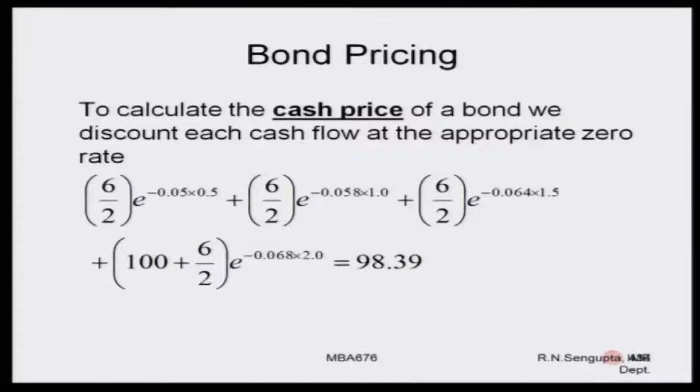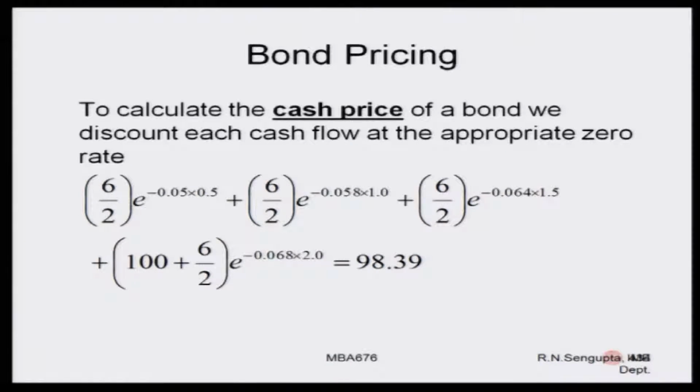Now, if you go to 1.5 years, again you will find the same coupon. The actual interest rate would not be 5, not 5.8, but 6.4. So it is 6/2, which is the coupon value, into e to the power minus 0.064 into the time frame t, which is 1.5 years.